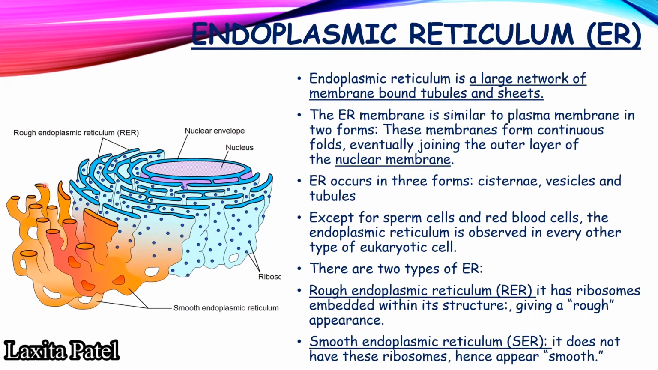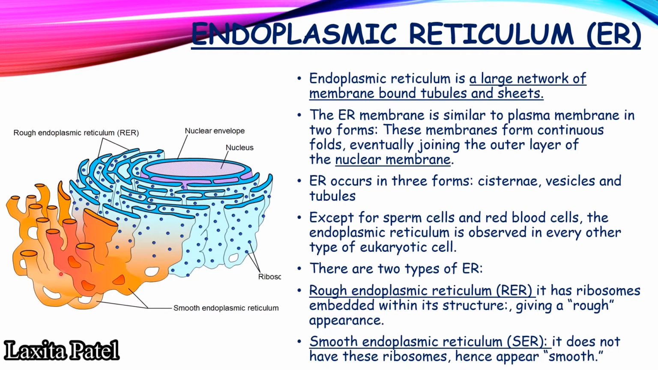This is the figure of the endoplasmic reticulum. As you all can see, this is a highly membranous structure, or you can also call it a large network of membrane bound tubules and sheets. You can see there are many tubules present here and these sheet like structures which are actually the foldings of the membrane of the endoplasmic reticulum. This endoplasmic reticulum is a very extensive structure which is made up of plasma membrane, or you can also say that the membrane of endoplasmic reticulum is very similar to the plasma membrane which is present outside the cytoplasm.